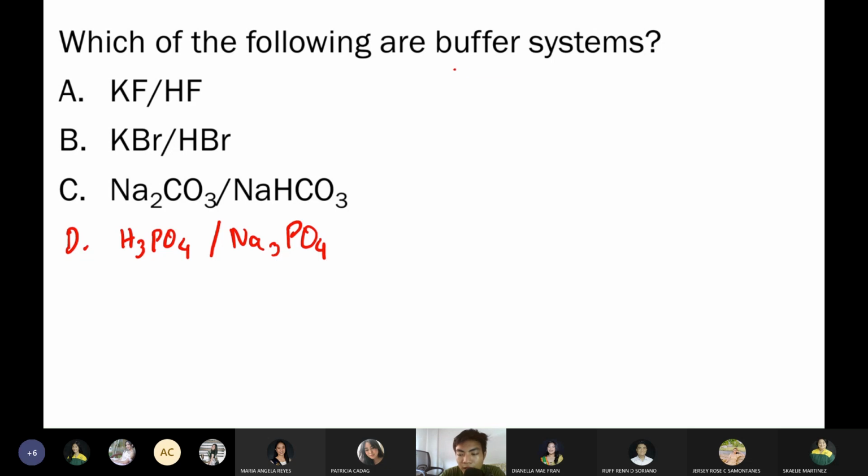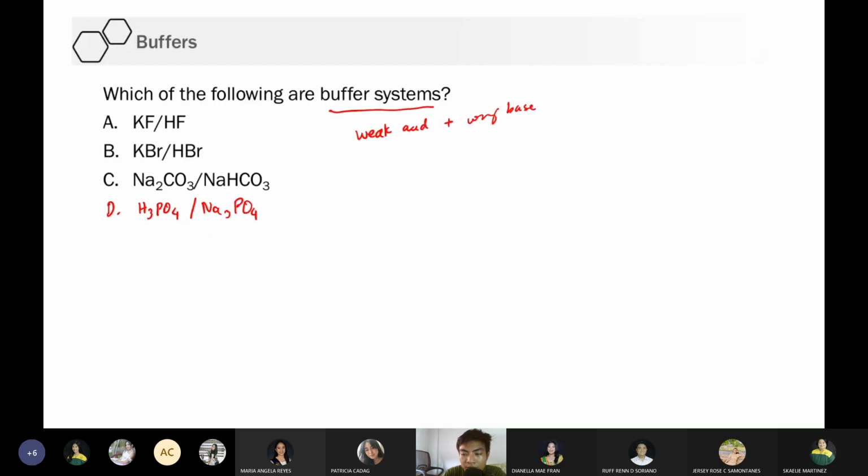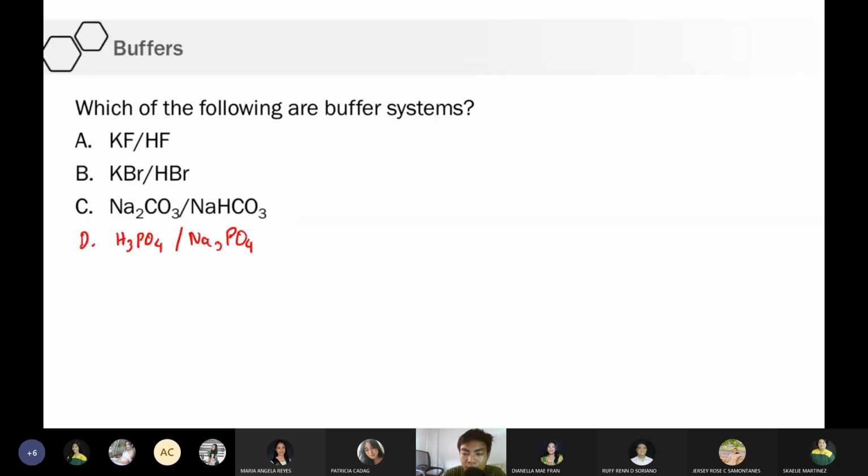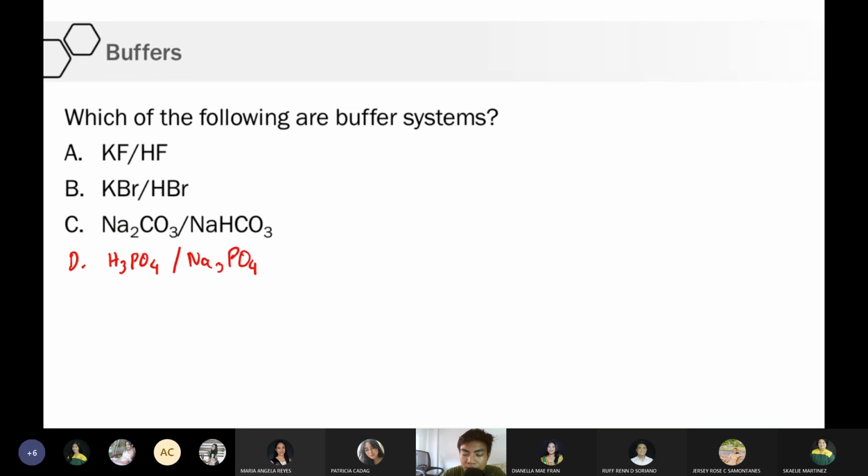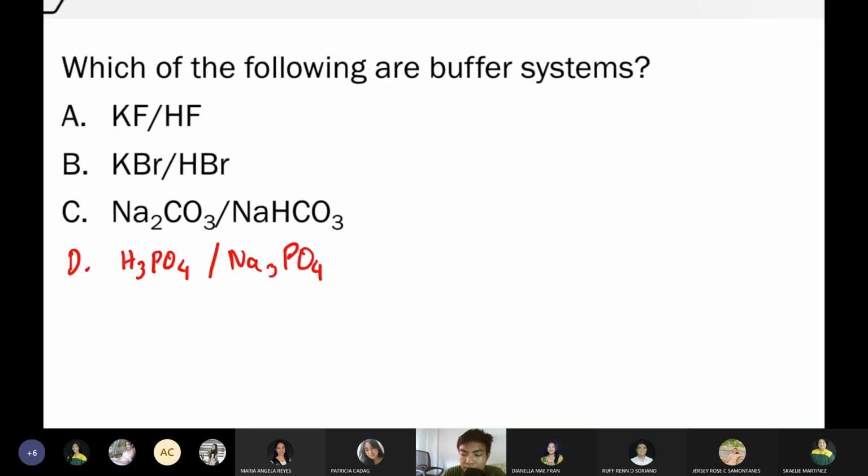Ano yung requirement ulit kapag buffer system? Kailangan may weak acid ka plus conjugate base. No? Basta may acid ka and the conjugate base, you have a buffer system. Okay? So, yan. So, let's try letter A. Is that a buffer system?